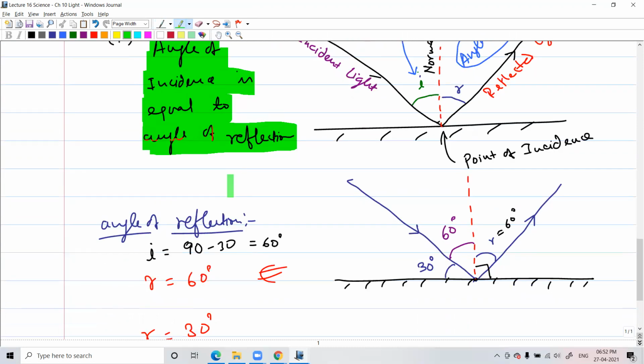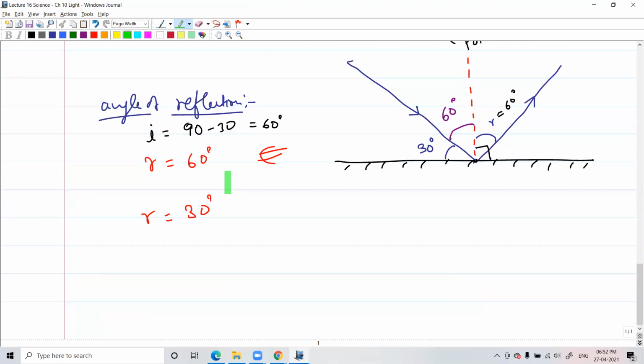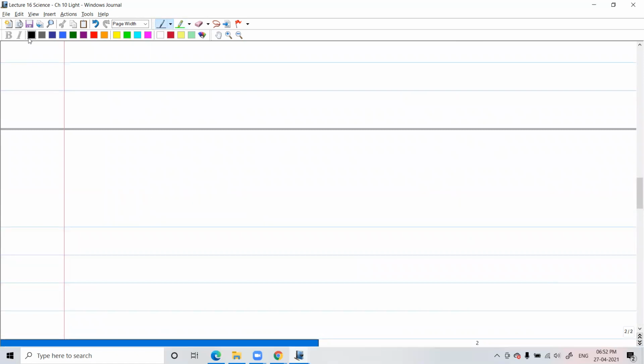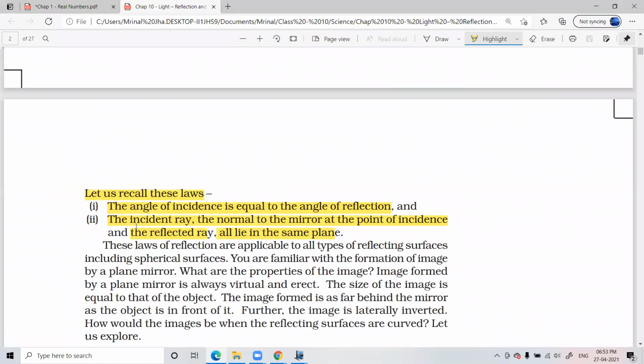Now let's look at the second law of reflection. Just the statement alone. Okay, so read this second law of reflection and tell me what you understand from this.